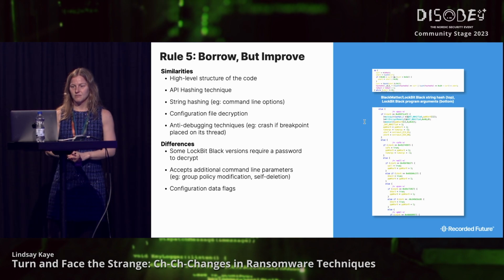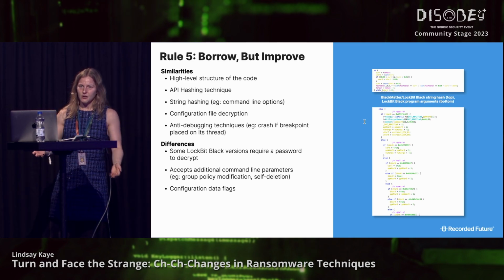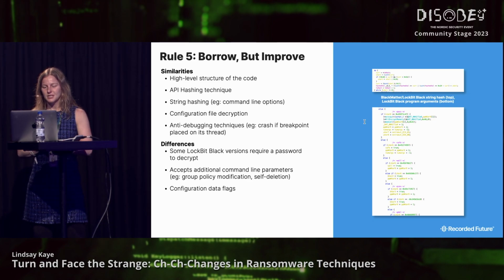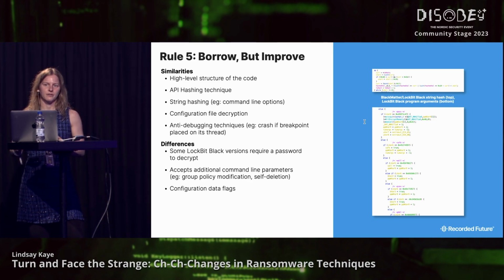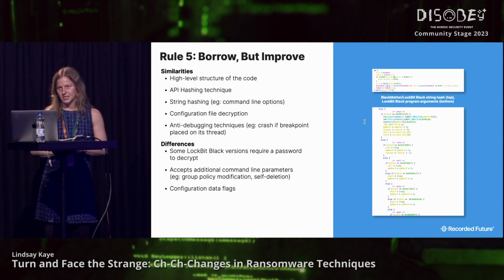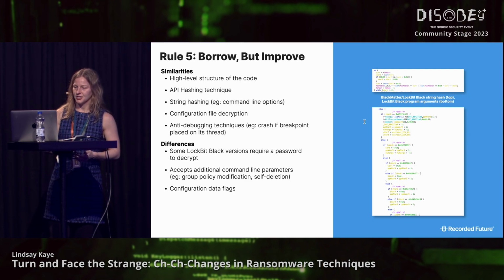So if you're a threat actor, you could totally borrow other people's stuff, but really try to improve it for your own needs. Some of the similarities here were the high-level structure of the code. Just looking at it, about the same control flow, same functionality in the same places, what you would expect if code was pretty similar. The API hashing technique they used, the string hashing.